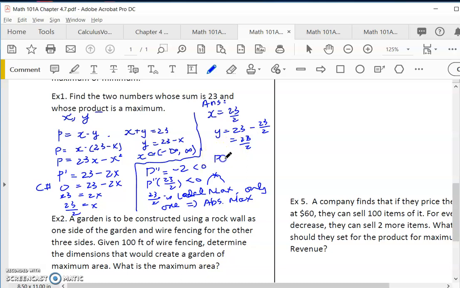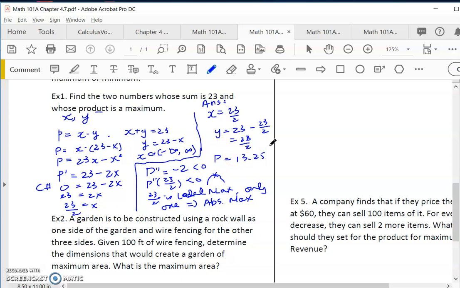And the product is what? 23 over 2 squared. 23 over 2, and then square is 132.25.